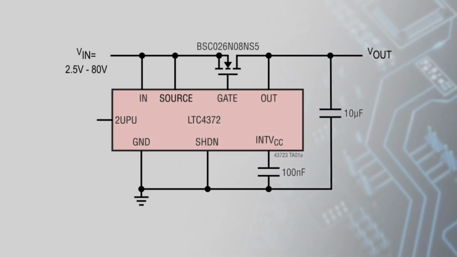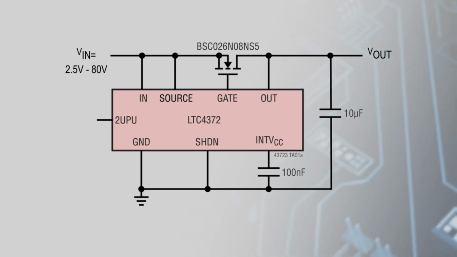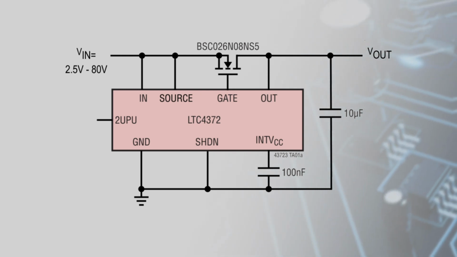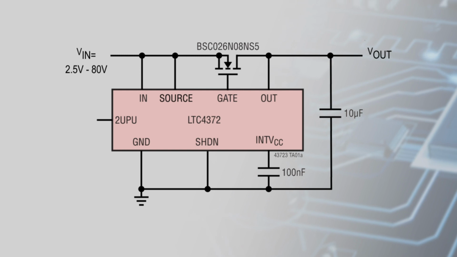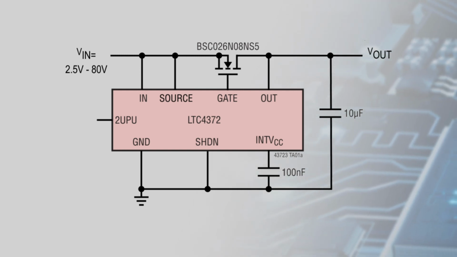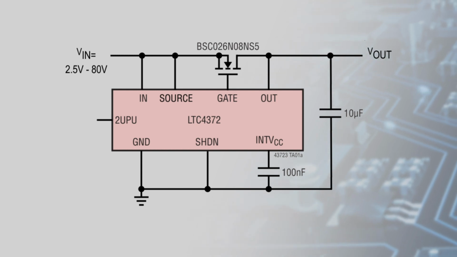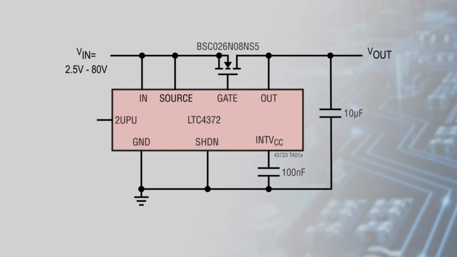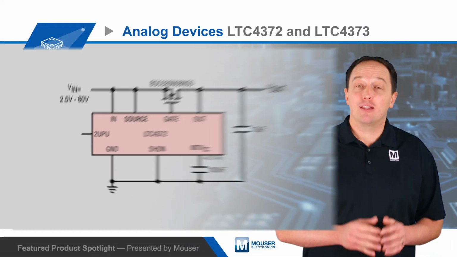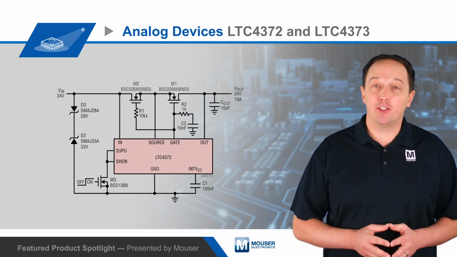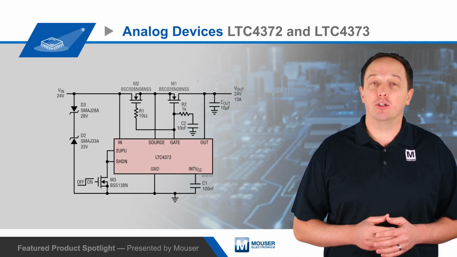The controllers operate from a 2.5 to 80 volt supply. The external MOSFET source is connected to the IN and SOURCE pins on the controller, while the drain is connected to the controller's OUT pin. The controllers then drive the MOSFET gate to regulate the voltage drop across the MOSFET to less than 30 millivolts. They can also drive back-to-back MOSFETs to provide load switching and inrush control.